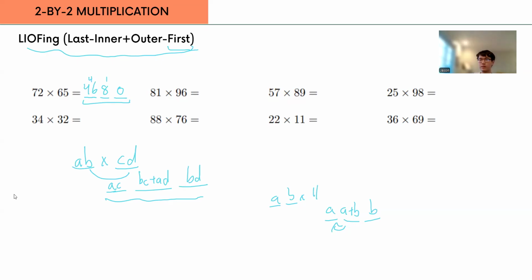Let's see. Ethan, I would double check. Oh, that's a typo, I think. Oh, yeah, you're right. For your typo. And these are not minus signs, by the way. These are just separators. So I wouldn't specifically memorize AC, BC, AD, BD. I would just memorize the last two and then the inner outer and then the first two, right? So that's how I'll remember them.